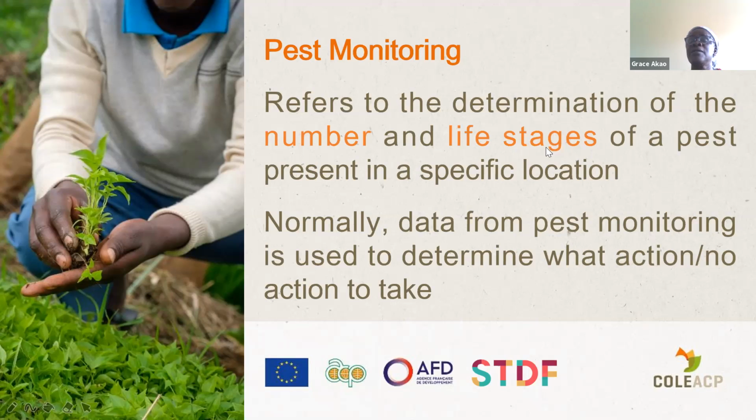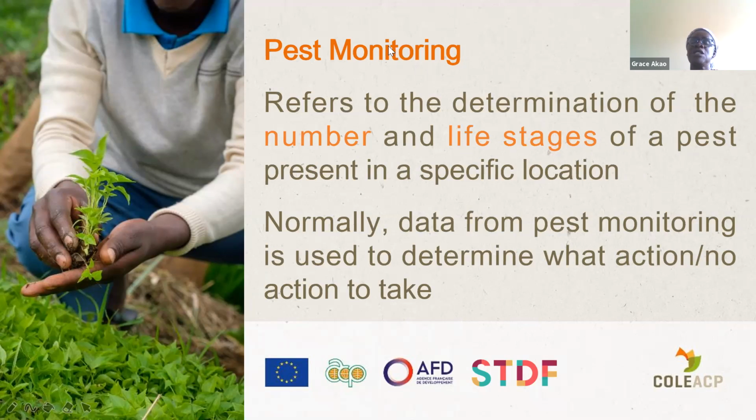For example, the family of the butterflies, the Lepidopteran pests, their caterpillars are the most destructive stage. So you go out to do pest monitoring and you want to assess the life stage. You might find a very destructive stage, and it's devouring all the crops in that locality or all the vegetation in that locality. So the number and life stages is critical for pest monitoring.